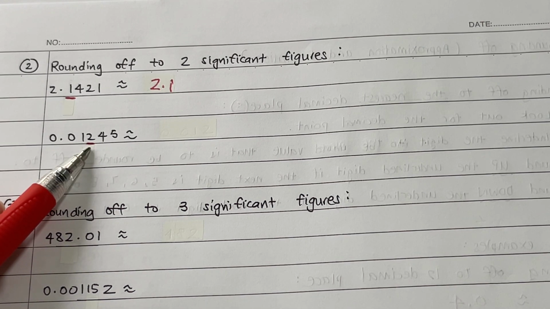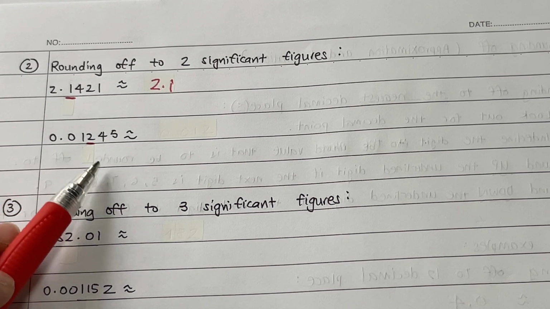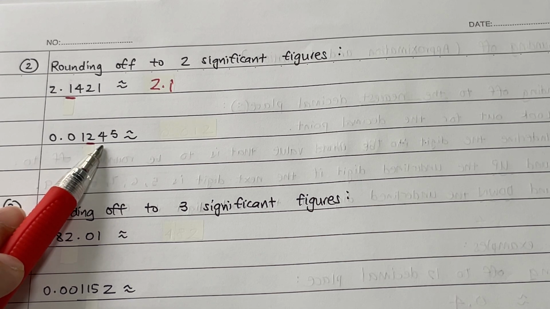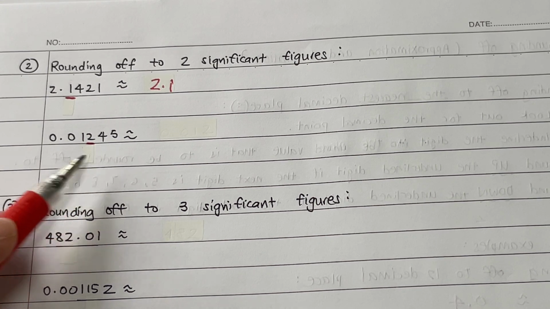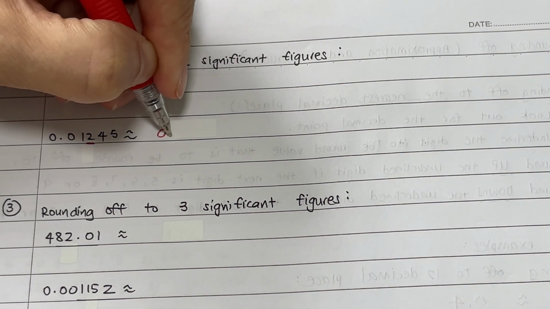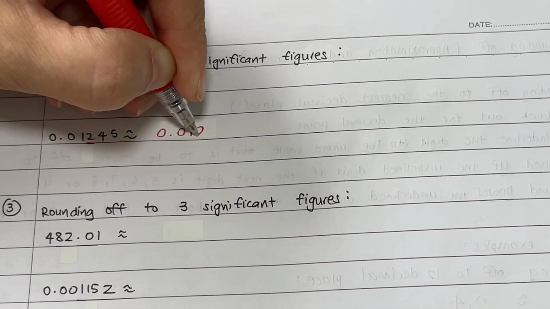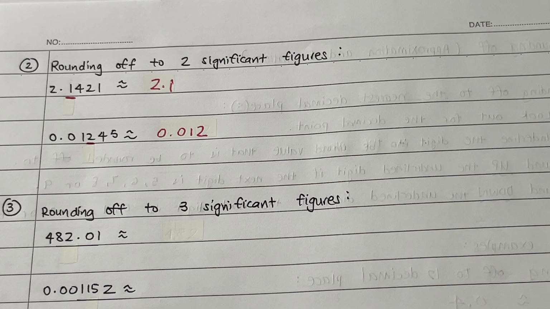Okay, do we round this up? Well, looking at the digit next to it is 4. 4 tells us we have to round it down. So our answer, 0.012. We don't do anything to the 2.